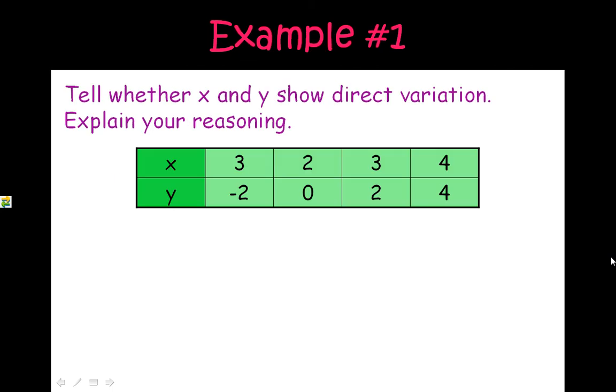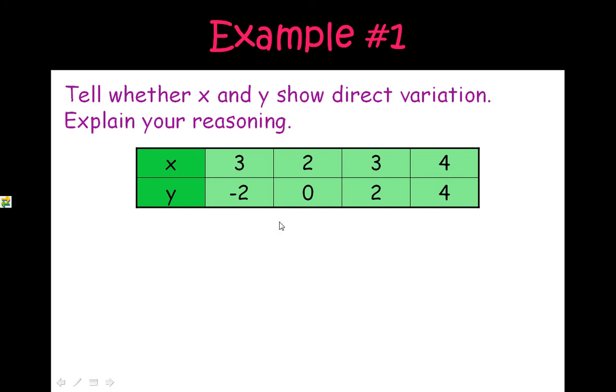So we're going to look at this table, and we've done this before, and I'm going to show you different ways of doing things. Tell whether x and y show direct variation. Explain your reasoning. We can divide y divided by x, which is k, which is the unit rate, the slope, and the constant of proportionality, and we'll get into that. So you can divide y divided by x on every single one of these.